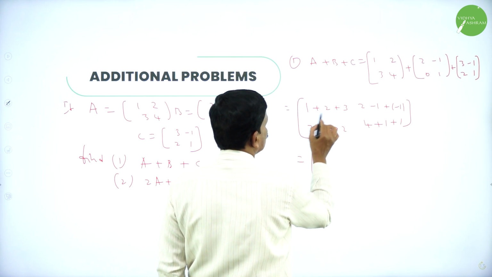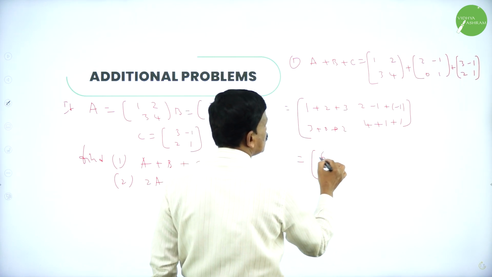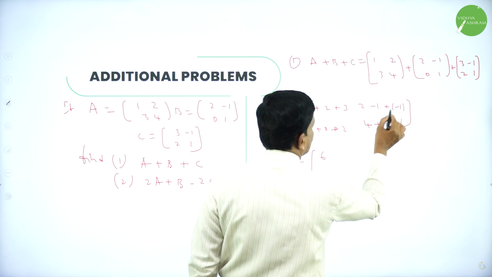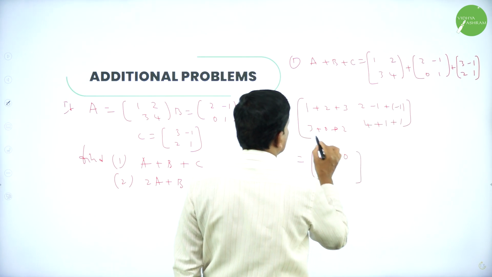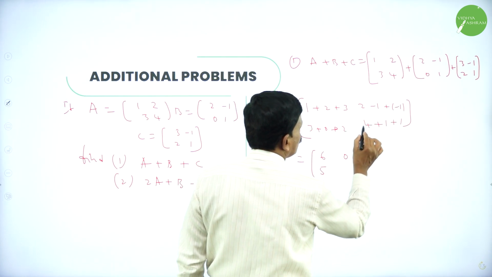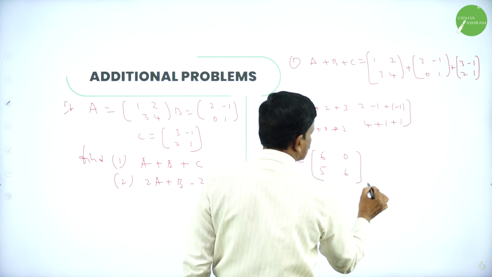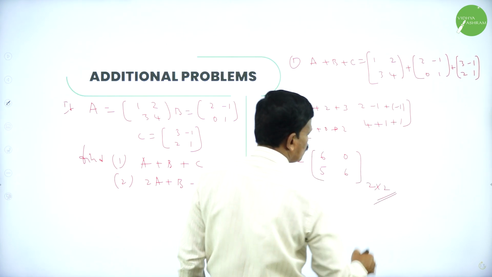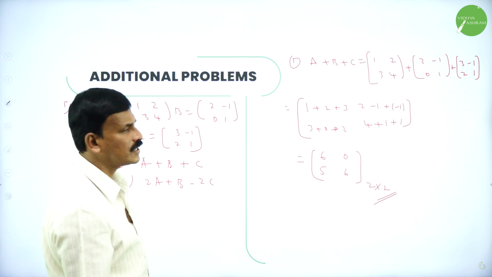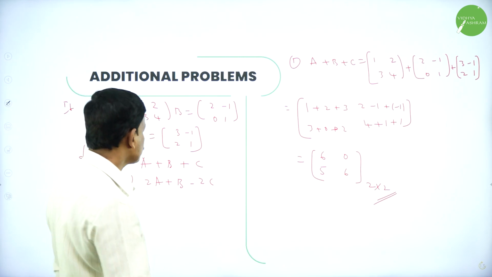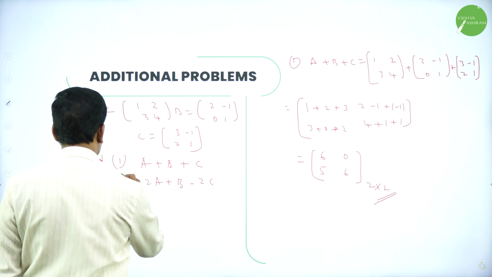So this is equal to 3 plus 3, that is 6. This is 2 minus 2, gets cancelled, 0. Again 3 plus 2 is 5. 4 plus 1, 5 plus 1 is 6. This is a matrix of order 2 cross 2. You will get a 2 into 2 matrix. Right. Similarly, come to the second one.